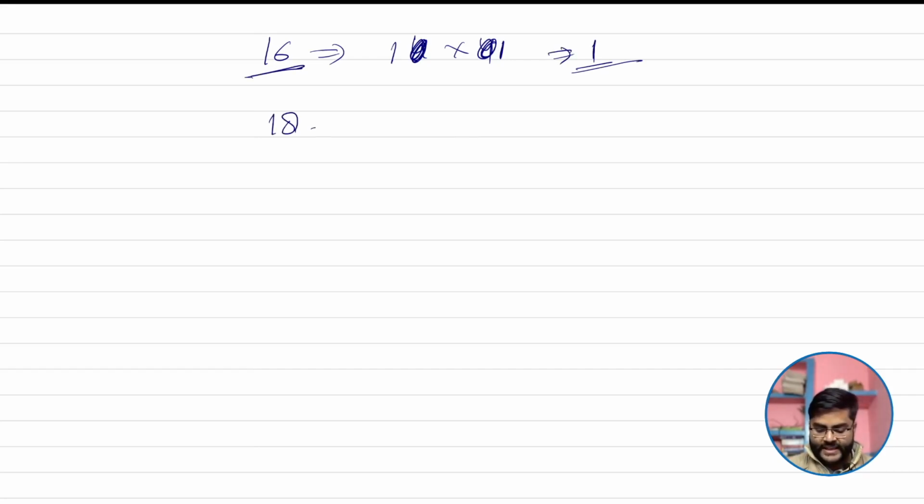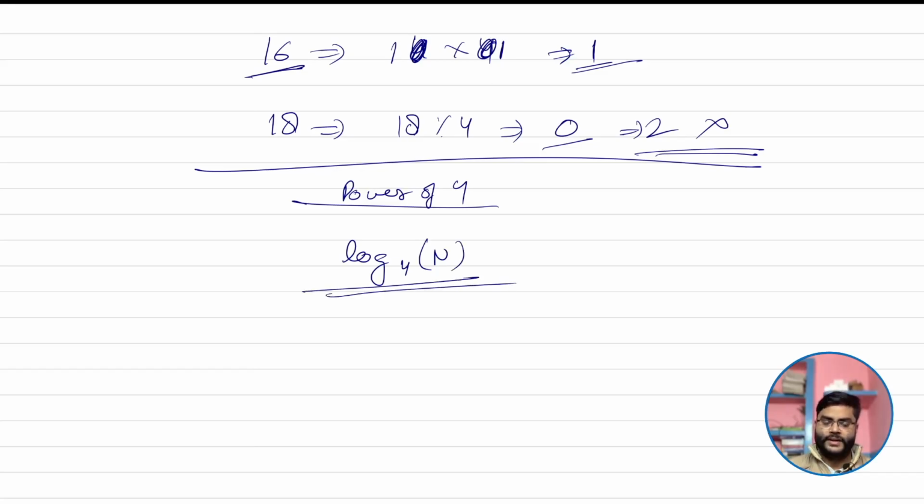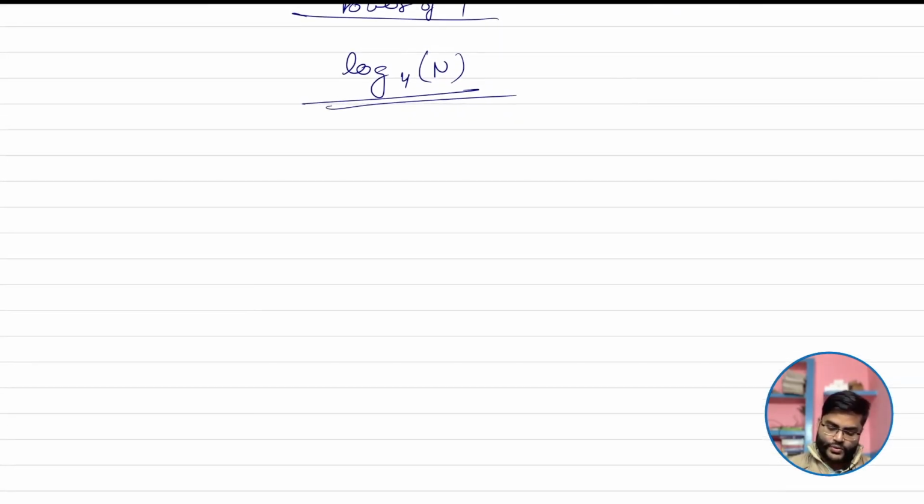Let's take 18. 18 mod 4 will not be 0, right? It will be 2. You can simply return from here itself. That's how you can calculate power of 4. And how much time will it take? It will take almost log base 4 of your number. So this is our first approach.